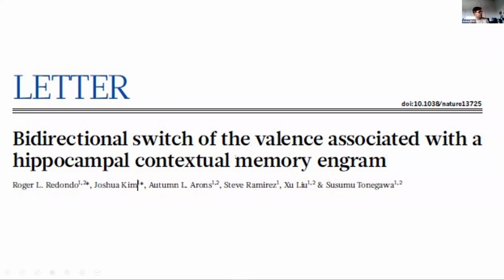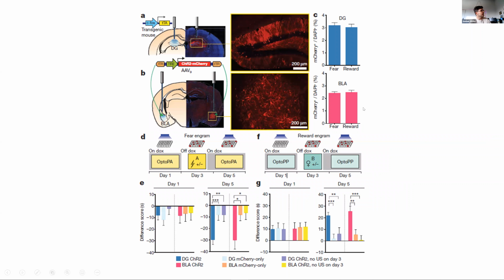So this is a subsequent paper where they were able to switch the valence of something. So valence is when something is positive or negative. So you can think back to my cookie or skunk example: positive valence for the cookies, negative valence for the skunk. And what they wanted to do was to teach the animal that a bad thing was a good thing ultimately. So they have a fear engram here by activating the amygdala.